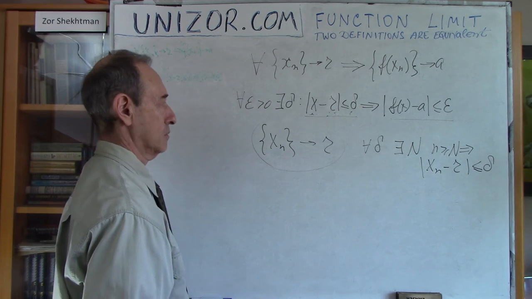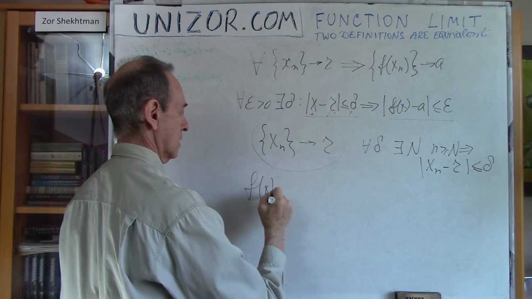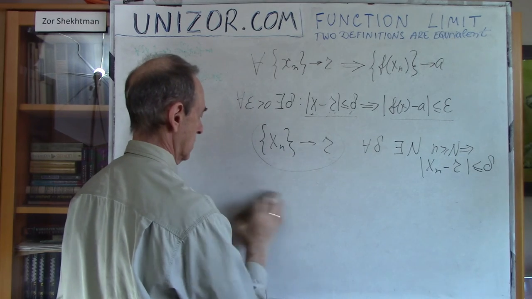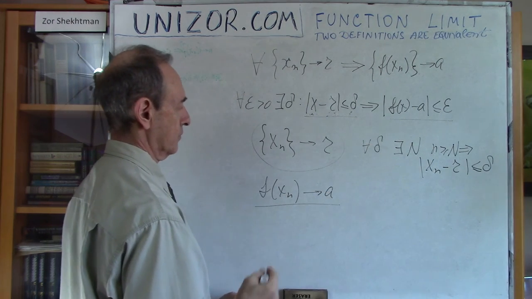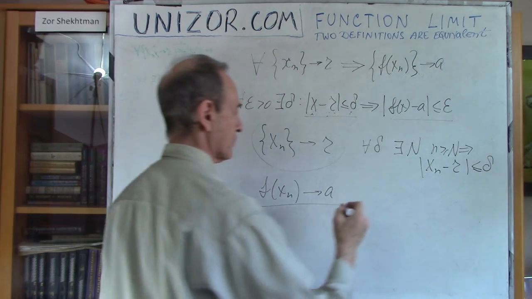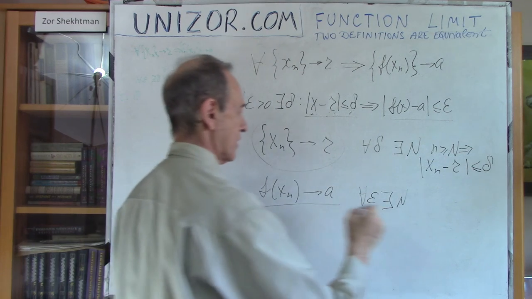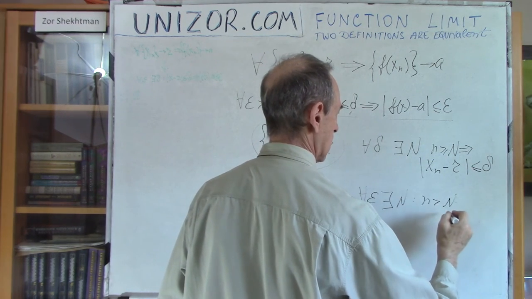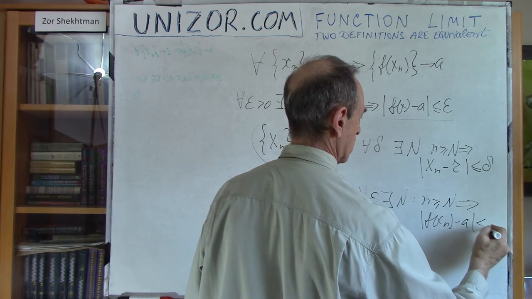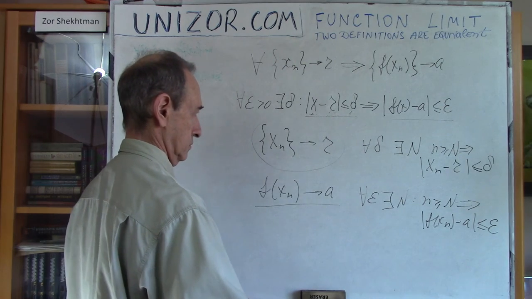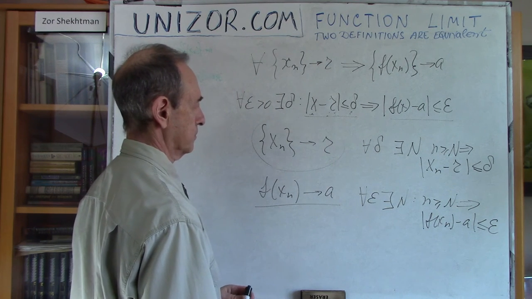Okay? Now, what I do have to prove is that the corresponding sequence of functions of these xn converges, that's what I have to prove. Now, what does it mean that I have to prove it? I have to prove that for any epsilon, there is always some number n such that as long as n is greater than or equal to n, from this follows my function minus a would be less than epsilon, right? So let me choose one particular value of delta.